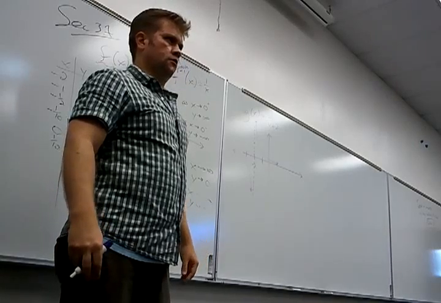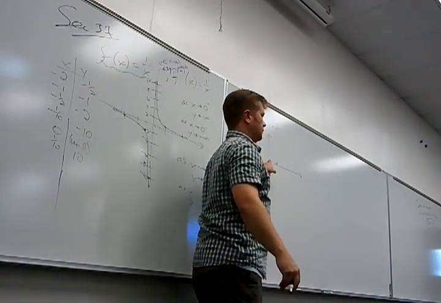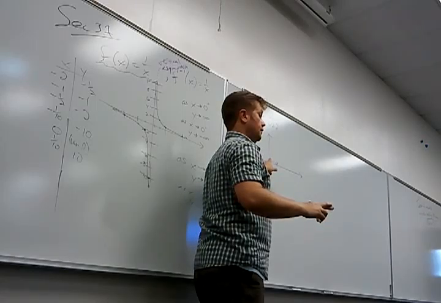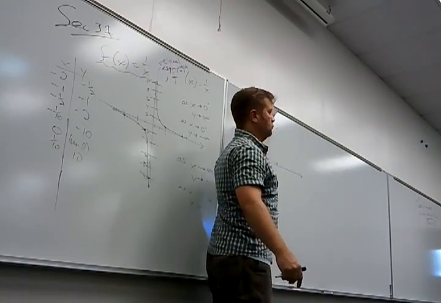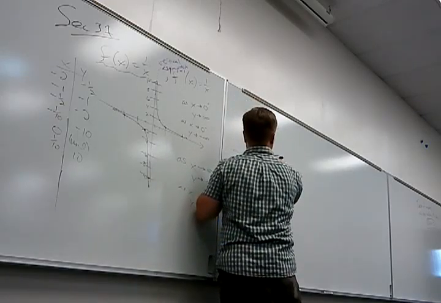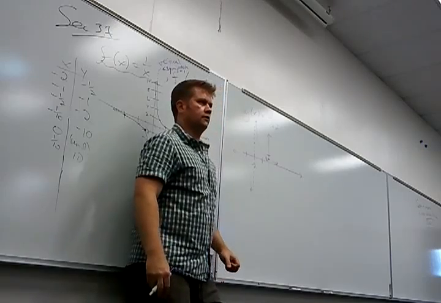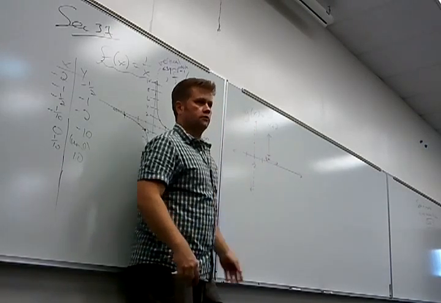Is that cool? What is this y-intercept? One half. You make x 0, you get 1/2. So that's 1/2. Okay. So it's allowed to go through that y-axis now, because you can make x 0.